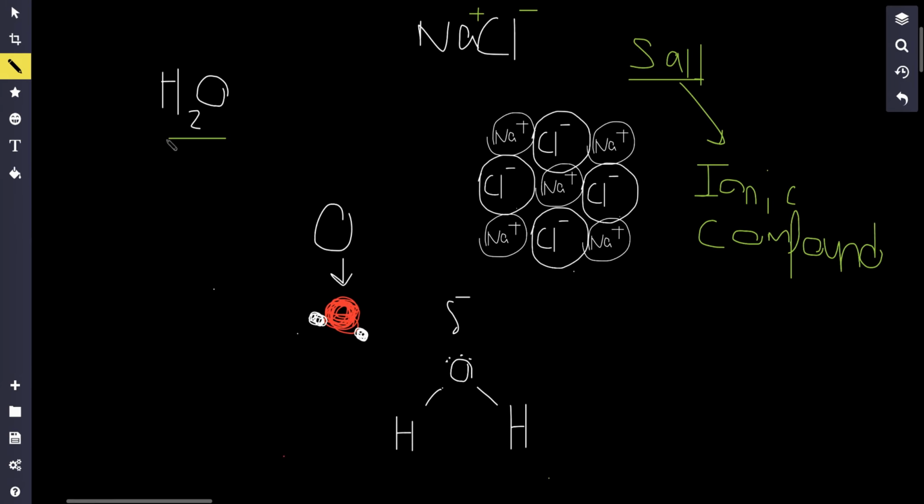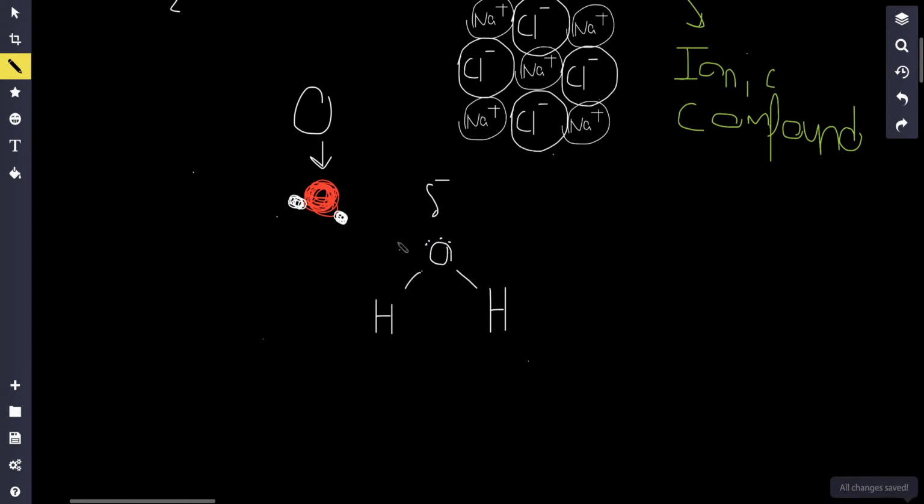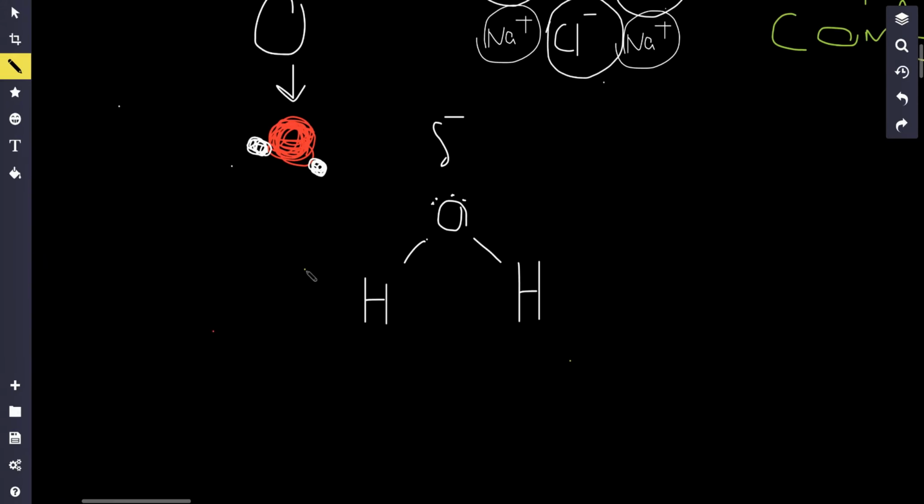Now, if we take a look at water, this is my water right over here. This red thing is my oxygen, and these two white little things are my hydrogens. This is why it's H2O, right? Two hydrogens, and the big one is my oxygen. Now, recall that H2O is polar, all right?